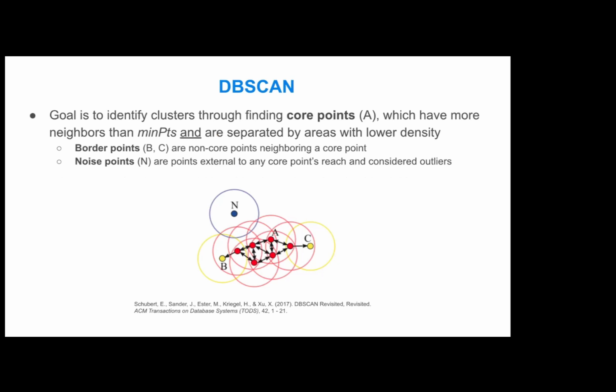So then the end goal is that you're looking for these clusters through first identifying these core points, such as A or the red points in the plot below, which have more neighbors than minimum points, and then are also separated by areas of lower density. And those lower density areas are going to be determined by your border points, which are B and C, which are non-core points, so they do not meet the minimum points threshold, but they are density connected to a core point. And noise points are any points external to any core points' reach, as I mentioned before, and these are considered outliers. So you can think of these clusters as core points surrounded by border points, and then noise points are basically external to any of those clusters.